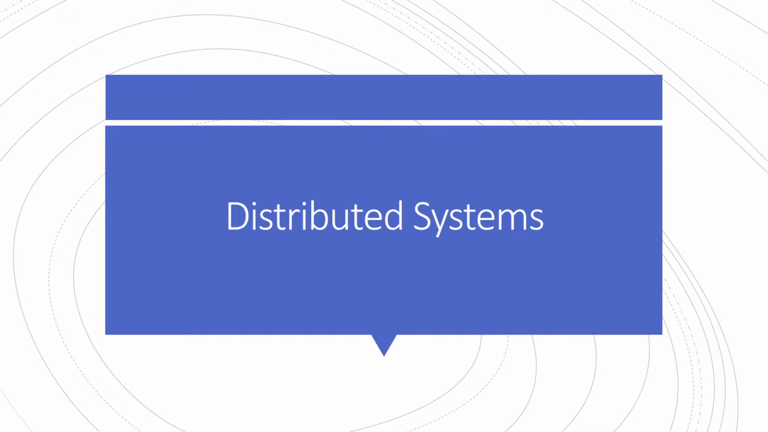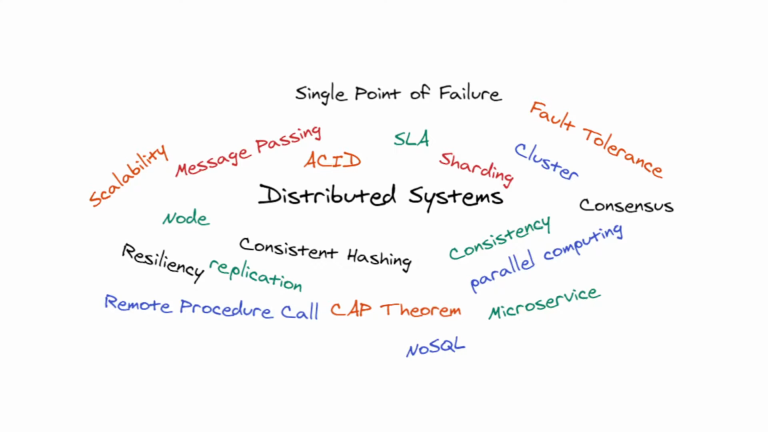So what is a distributed system? Why would you want to build one? And what are the pros and cons? A big issue with learning this stuff is that there's a lot of jargon and buzzwords which can be really confusing. So one of my main goals here is to simplify this stuff and clean up some of that confusion.